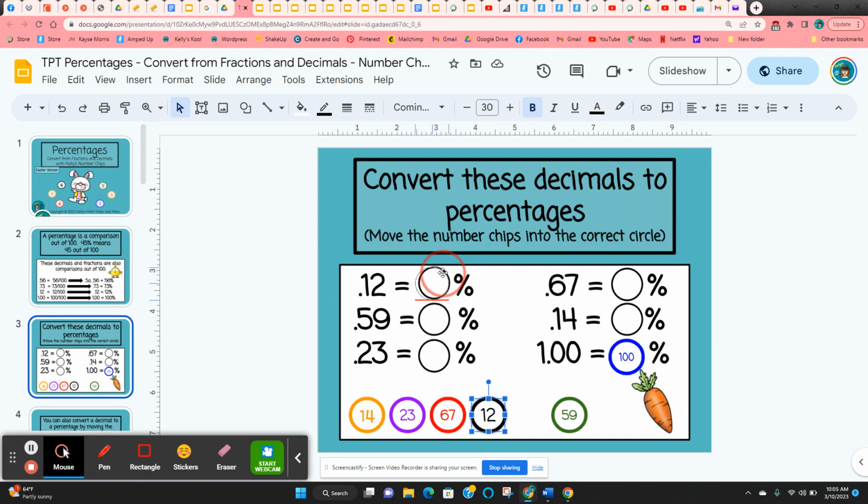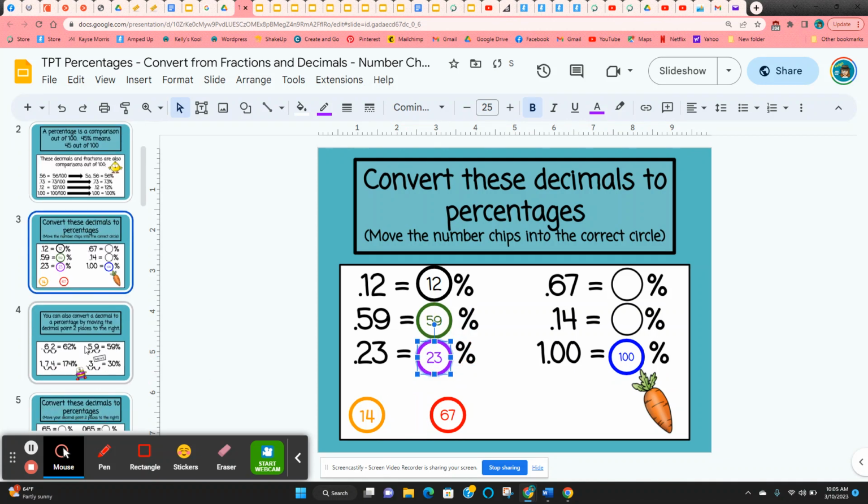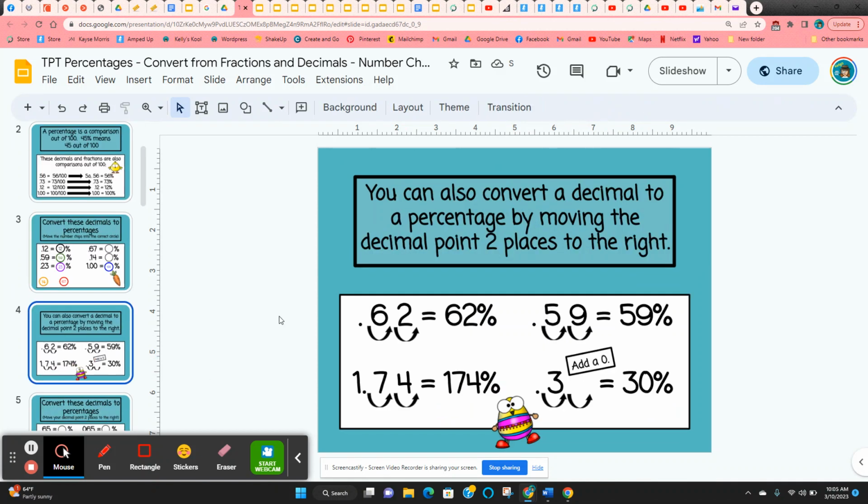So it's very simple. It's a good slide to practice moving these chips. So you just click and hold on the edge, and while you're holding, then you can move it. Now, once they've done that, then it explains to the students that you can also convert from a decimal to a percentage by moving the decimal point 2 places to the right.